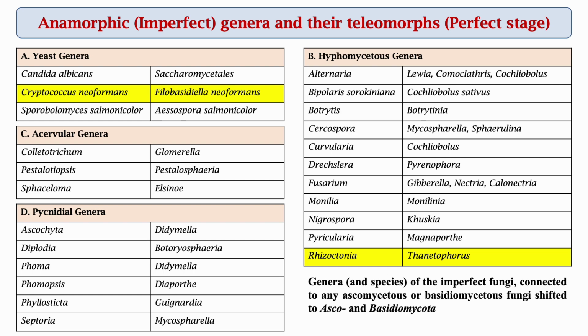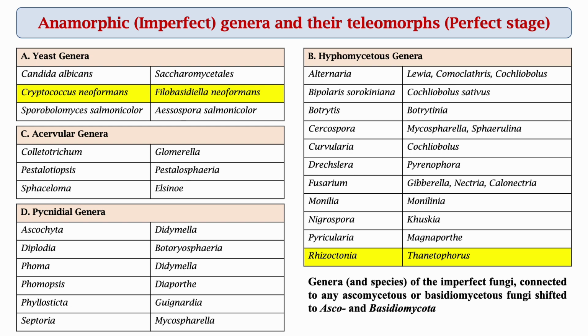Then let us move to next group, that is Hyphomycetes genera. I have cited here a number of examples. Number 1 is Alternaria. Its perfect stage is Lewia or Comoclathris or Cochliobolus, followed by Bipolaris sorokiniana. Its perfect stage is Cochliobolus sativus. Then Botrytis, its perfect stage is Botryotinia. Then Cercospora, its perfect stage is Mycosphaerella. Curvularia, its perfect stage is Cochliobolus. Drechslera, its perfect stage is Pyrenophora. Fusarium, its perfect stage is Gibberella or Nectria or Calonectria.